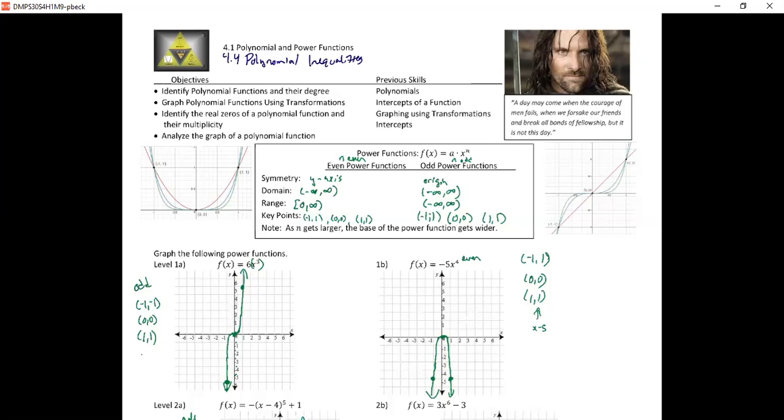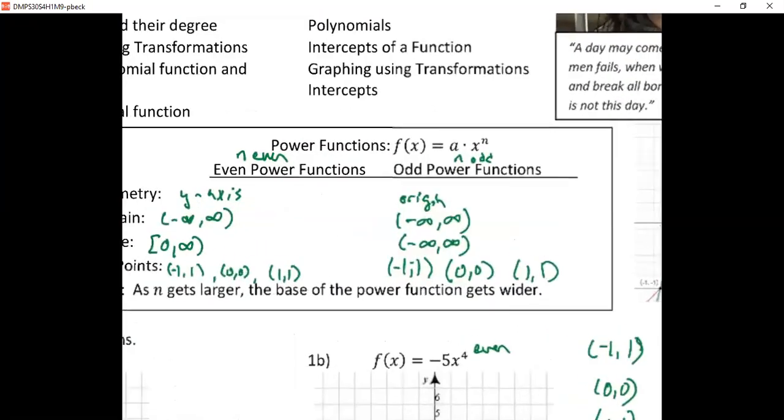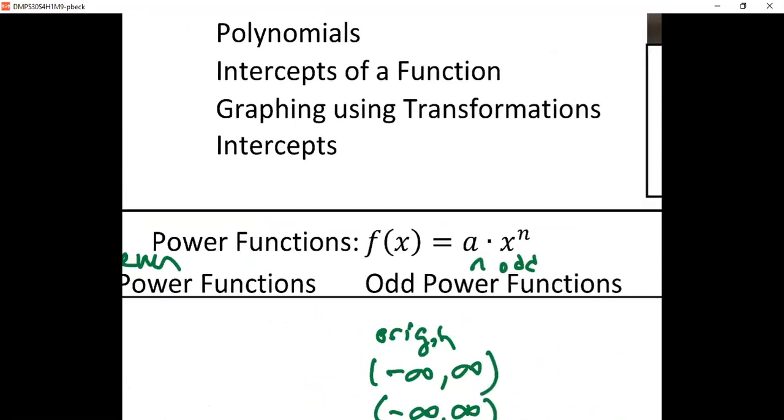And so now, what are we doing in 4.1? We're going to begin by discussing more functions. The first type of function that we're going to be discussing is the power function. A power function is a function that has the form a times x to the nth power, where n is an integer.